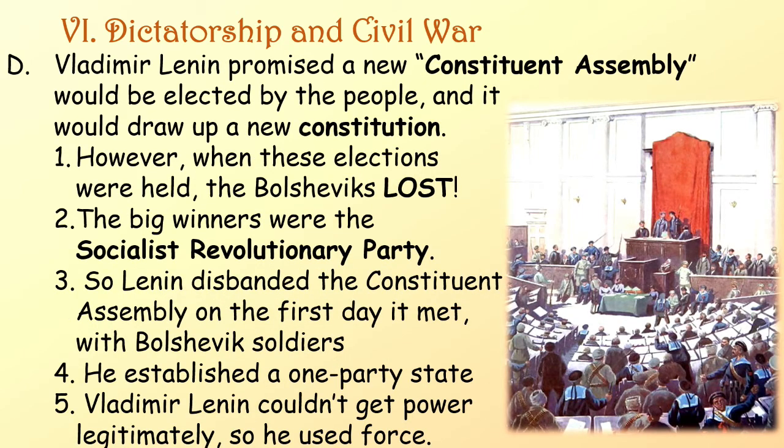Vladimir Lenin promised a new constituent assembly, which would be elected by the people, and it would draw up a new constitution for this new country. However, when these elections were held, the Bolsheviks lost. The big winners were the Socialist Revolutionary Party. So Lenin disbanded the Constituent Assembly on the first day it met with Bolshevik soldiers. He established a one-party state. In other words, Vladimir Lenin couldn't get power legitimately, so he used force.